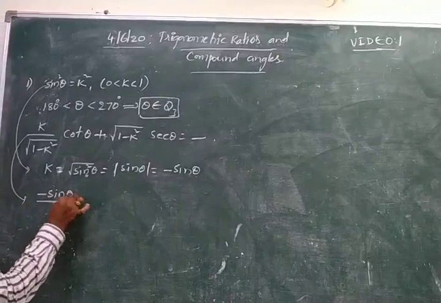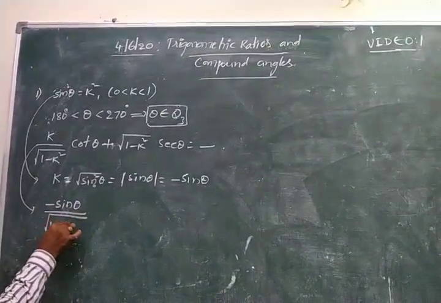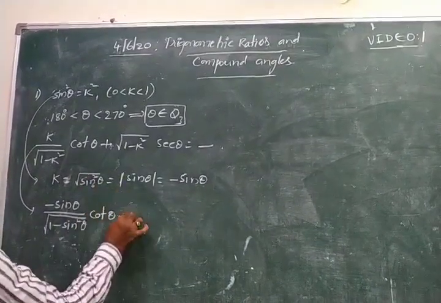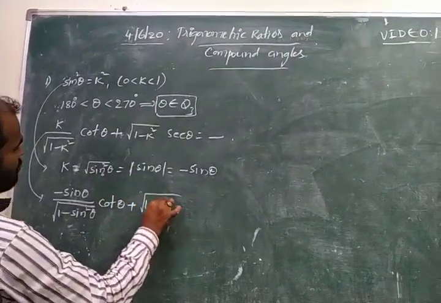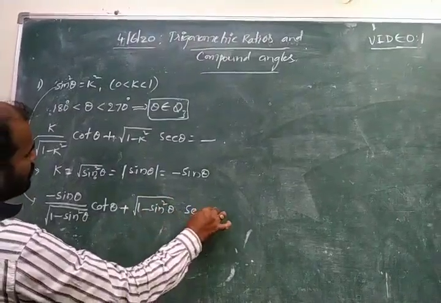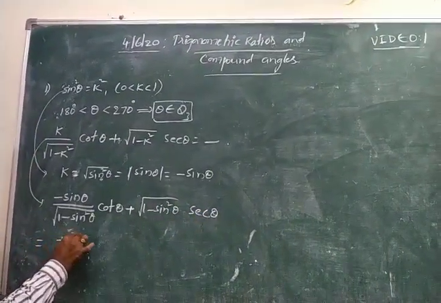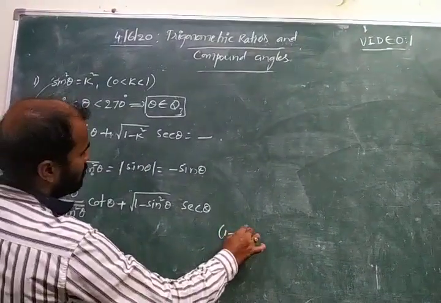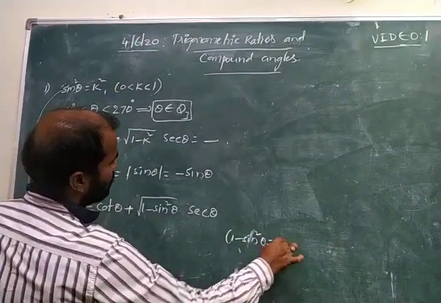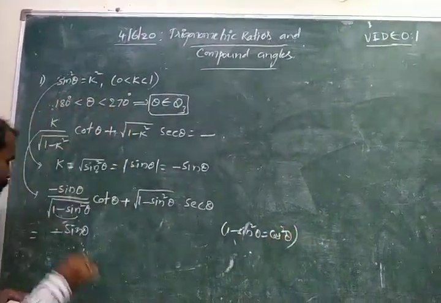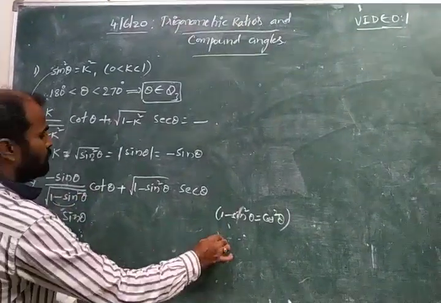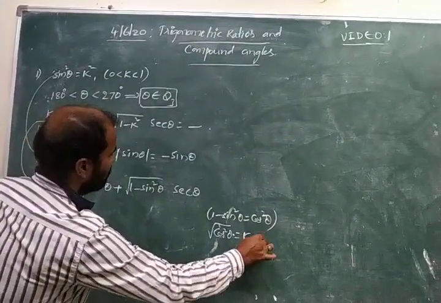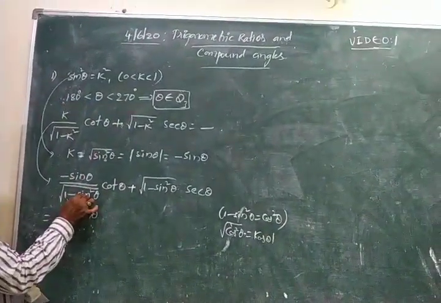Minus sin theta by root over k square, which is sin square theta, into cot theta plus root over 1 minus k square, which is 1 minus sin square theta, into secant theta. Now we know that 1 minus sin square theta is equal to cos square theta. Root over cos square theta is mod cos theta. Write that value: 1 minus sin square theta is cos square theta.